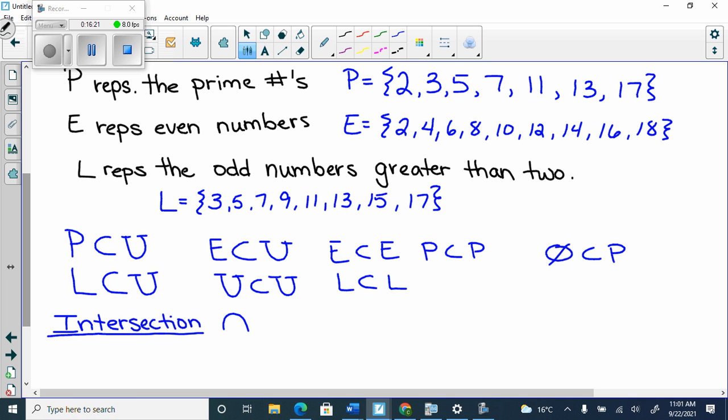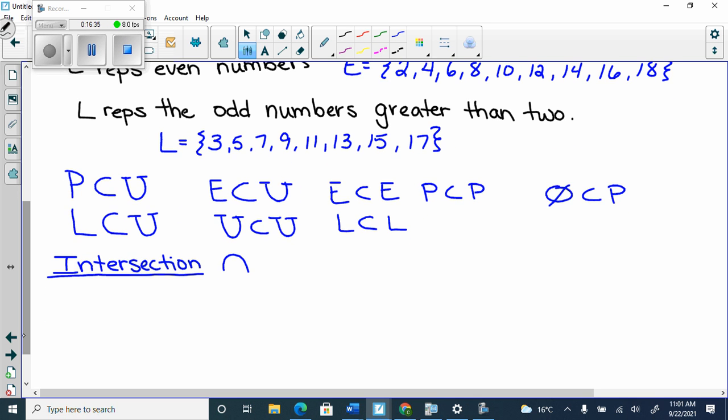Now, intersection and union are opposites of each other in a certain way. Intersection and union, one of them is and and one of them is or. I'm going to show you how I can tell. If I can take the symbol and write the word and with it, it means and. So this one means and. I'll explain more what they mean after.